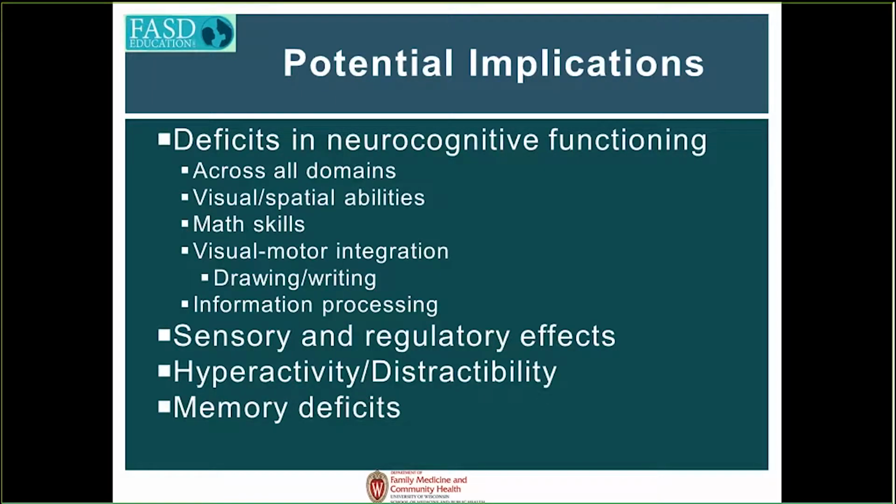Visual motor integration, information processing, and we're looking at slower speed, and the accuracy may also be an issue. And this might not be lifelong, but we need to really work on information processing and just really bringing ourselves down to the speed of somebody affected by an FASD. Sensory regulatory effects, hyperactivity, and some memory deficits could be expected.